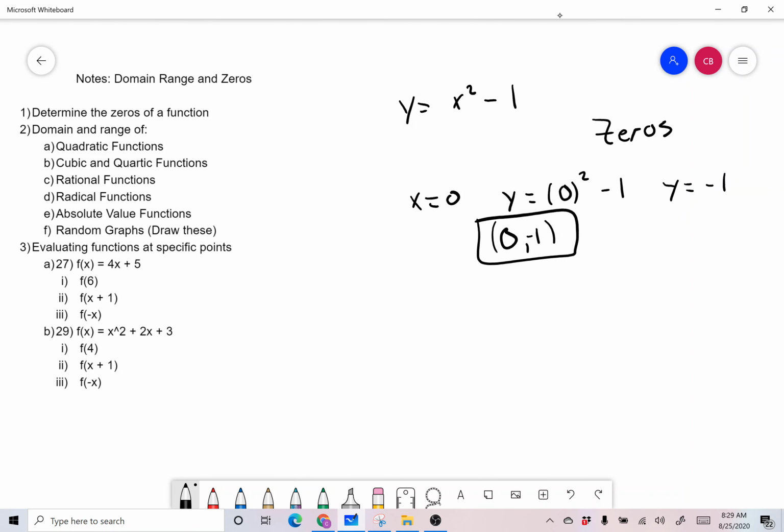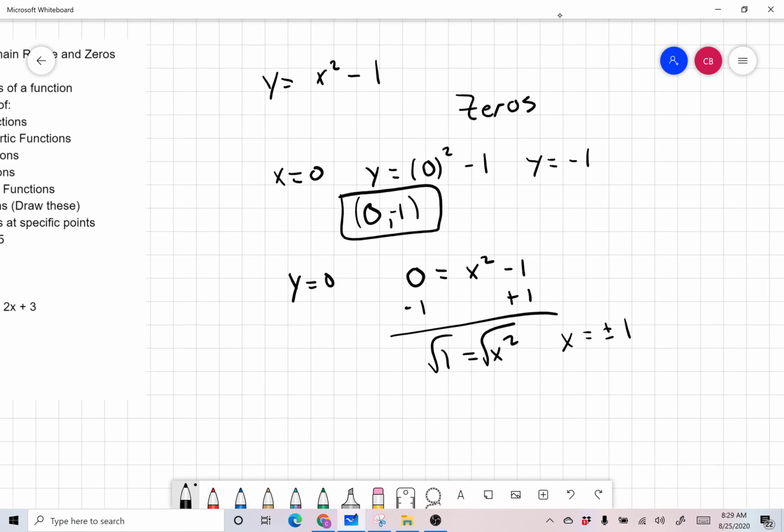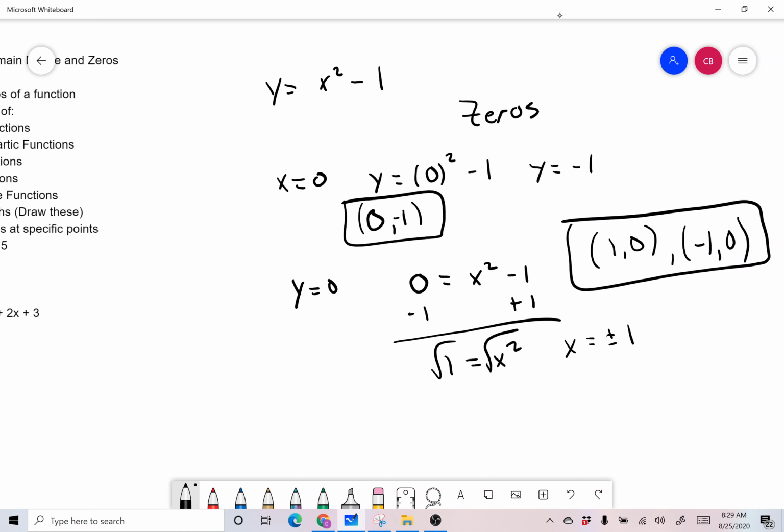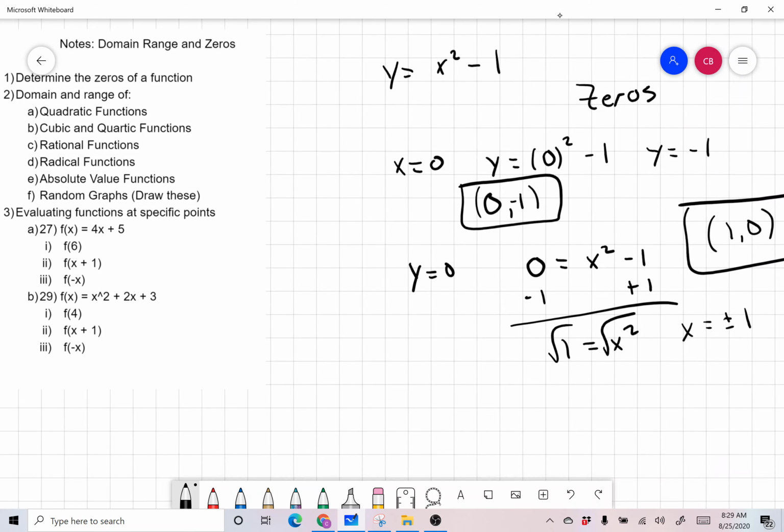Okay, so if I plug 0 for y, I have 0 is equal to x squared minus 1. So I solve it, I add the 1. I have 1 is equal to x squared. I take the square root and I get x is equal to plus or minus 1. So what does that mean? That means my zeros are 1, 0 and negative 1, 0. So I get two separate ones. Remember, y was 0 in both cases. So that is taken care of. Pretty straightforward on finding zeros of quadratics.